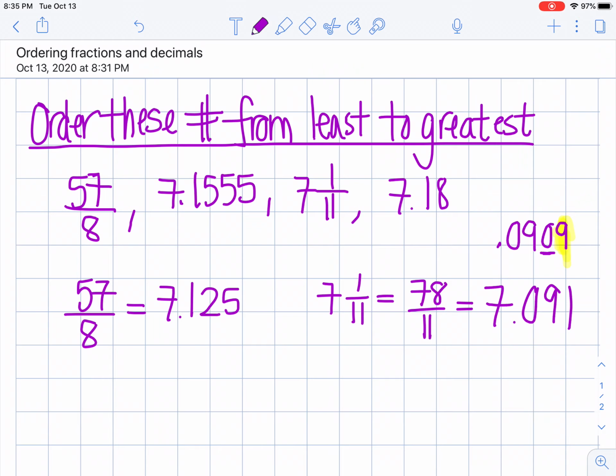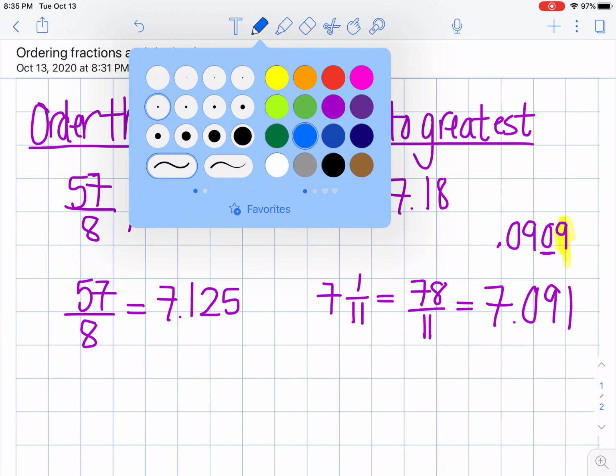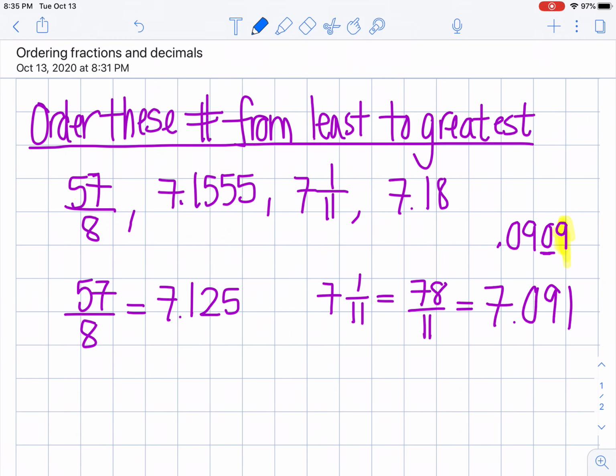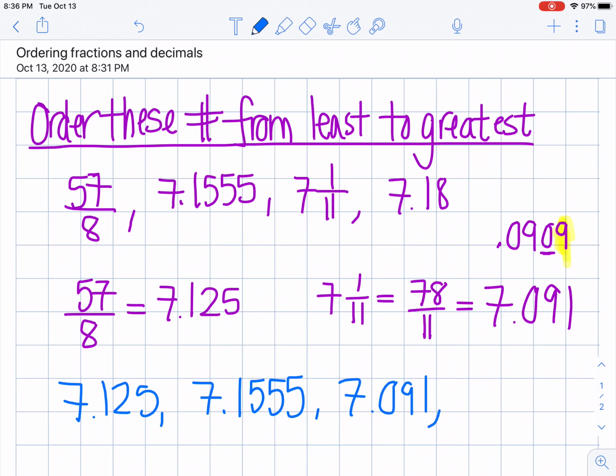So now I'm looking at the following numbers. So let's look at our numbers. So I have 7.125, 7.1555, 7.091 and 7.18.